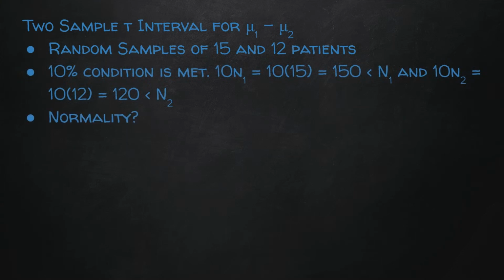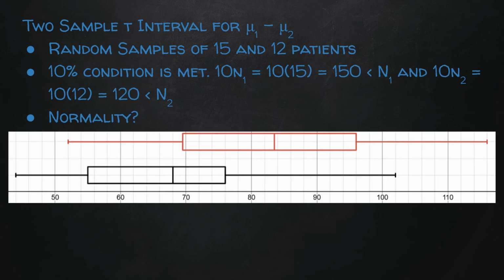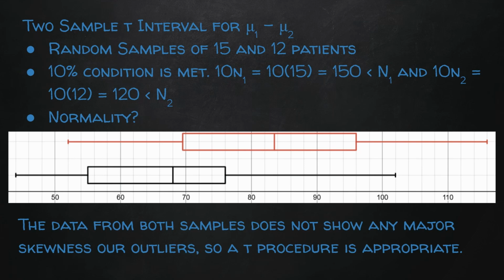And then normality is a little bit of a pickle here. We were not told that the transit times were normally distributed as a population, and we do not have large enough samples for the central limit theorem to apply. So we need to make two box plots, one for each group. You can see here that both box plots are not necessarily symmetric, but they don't have any major skewness or outliers. So we would say the data from both samples does not show any major skewness or outliers, so a t procedure is appropriate.